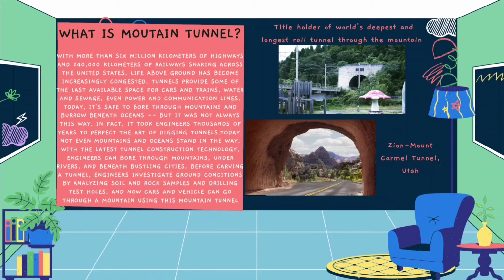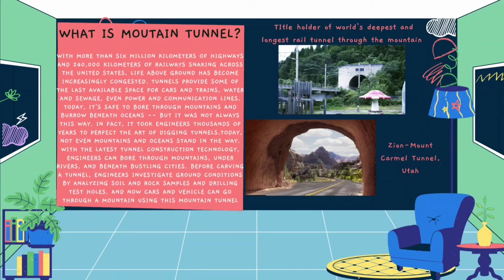In fact, it took engineers thousands of years to perfect the art of digging tunnels. Today, not even mountains and oceans stand in the way. With the latest tunnel construction technology, engineers can bore through mountains, under rivers, and beneath bustling cities. Before carving a tunnel, engineers investigate ground conditions by analyzing soil and rock samples and drilling test holes. And now, cars and vehicles can go through a mountain using this mountain tunnel.